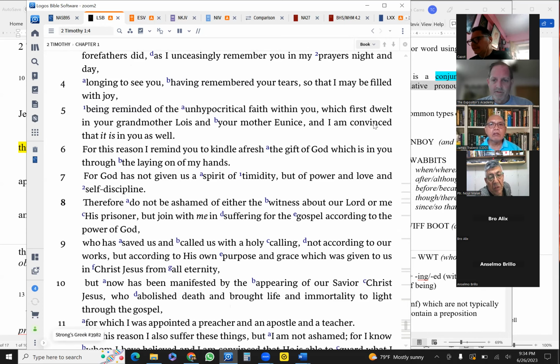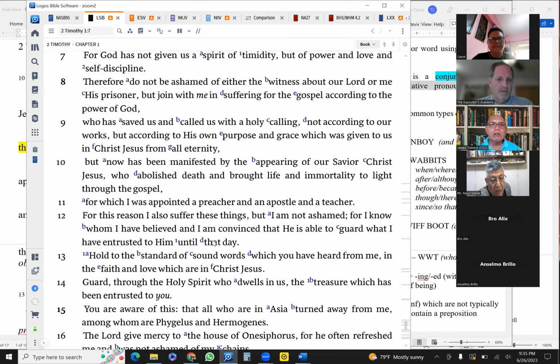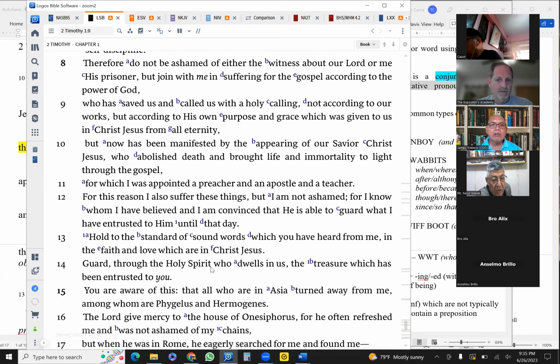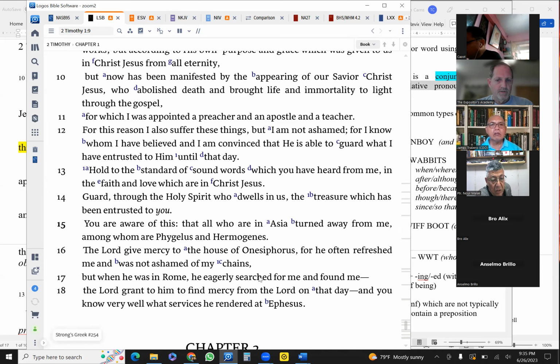But notice, I am convinced, that's a regular verb. Do not be ashamed, regular verb. Who saved, regular verb, past tense. Has been manifested, past tense. I was appointed, believed, convinced. Okay, all of these are regular. I have been entrusted, which has been entrusted, past tense, regular verb. Eagerly searched, regular verb. Rendered, regular.